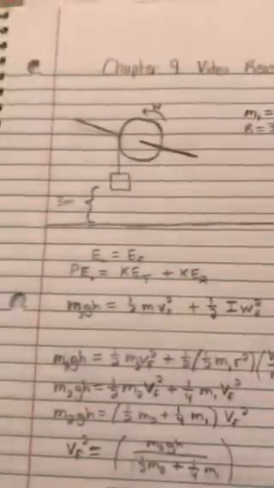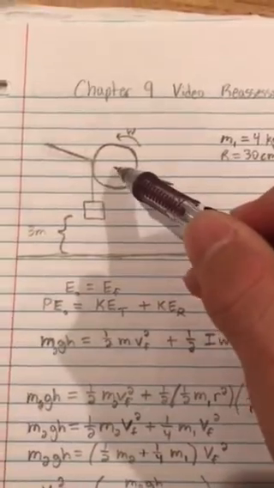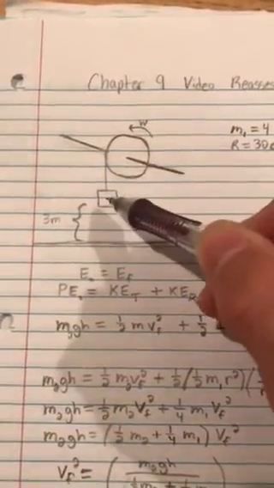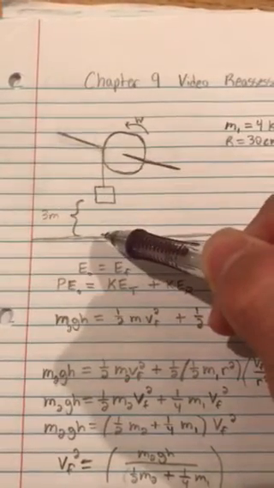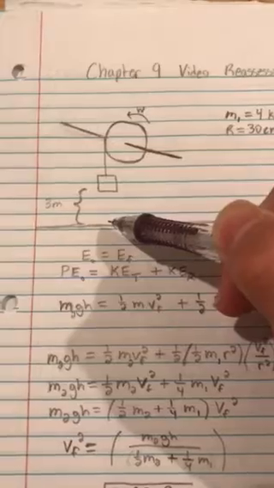So I made a little drawing right here. This is your disc. It's locked in right here, so all it can do is just rotate like this. And then this block right here is going to fall 3 meters, to this line pretty much.